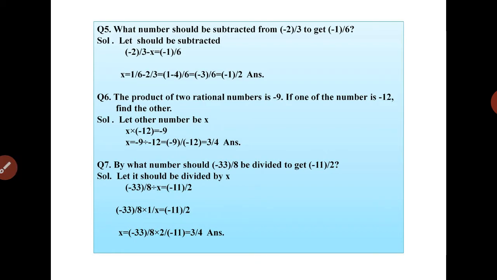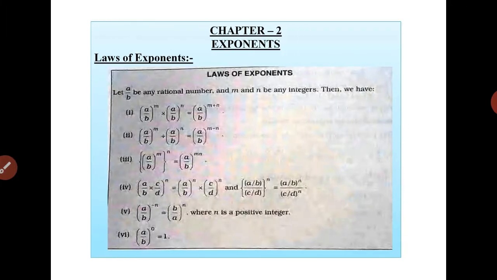These questions are very important for you. You have to practice these types of questions with fill in the blanks, true false, match the following, and one word questions also. Now after this, see chapter number 2, that is exponent. So here chapter 2, exponent.